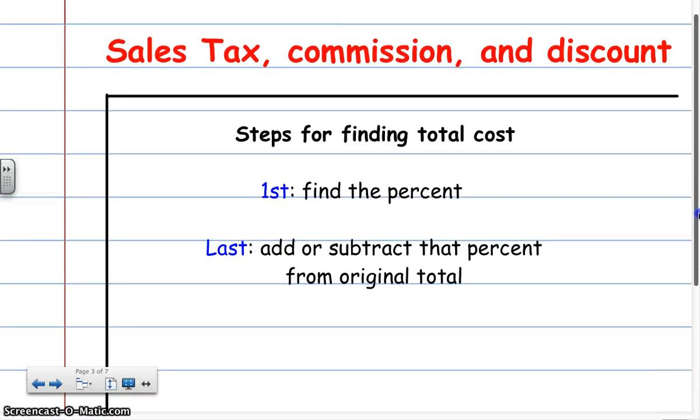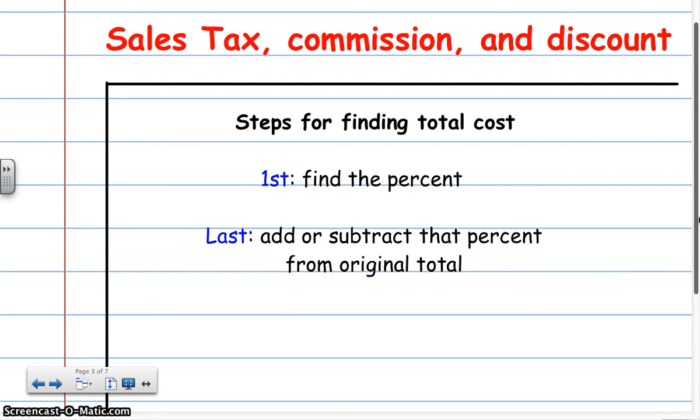Okay, last part in 6.8, we're going to pull all of the tax and discounts and commission and markup together. Today we're going to talk about sales tax, commission, and discount. So, all of these things that we've been talking about in 6.8 correspond to these two steps for finding total cost. The first thing that you want to do is find percent.